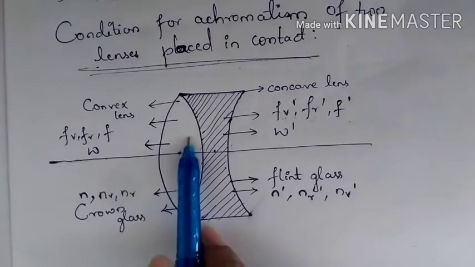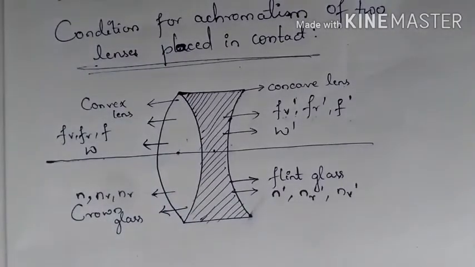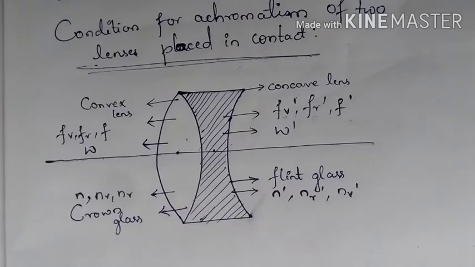So here what we have done is taken two different lenses, a convex lens and a concave lens. These two lenses are made up of different materials: the concave lens is made of flint glass and the convex lens is made of crown glass. Because of this variation in the material of which the lenses are made, there will be a variation in the refractive index.